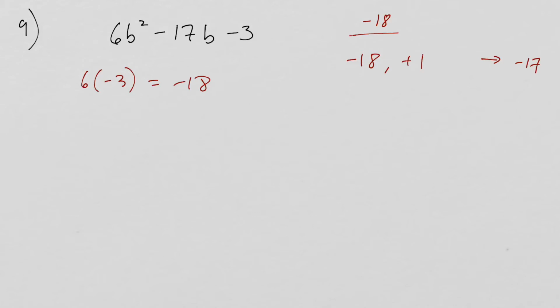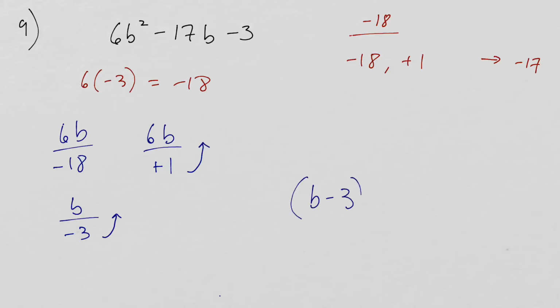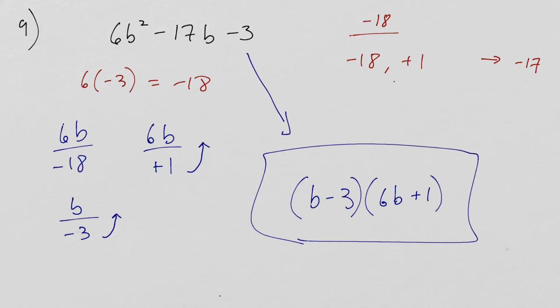So when I do this, I take my 6b and I put it over negative 18 and over a positive 1. I can reduce the first fraction by dividing by 6, so I have b over negative 3. And then remember, all you do is you pop this up and you pop this up, so I'm going to have b minus 3 times 6b plus 1. I think it would have been faster to just go right from there to there, but there's a little trick to help you if you get stuck.